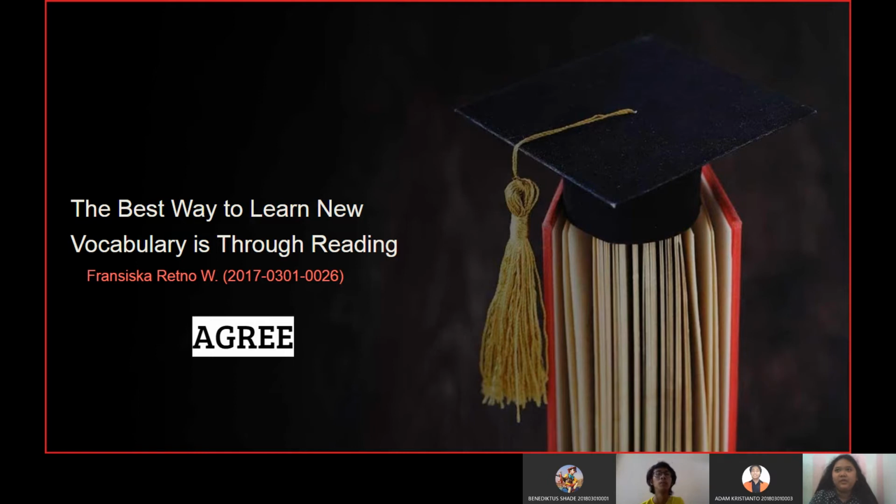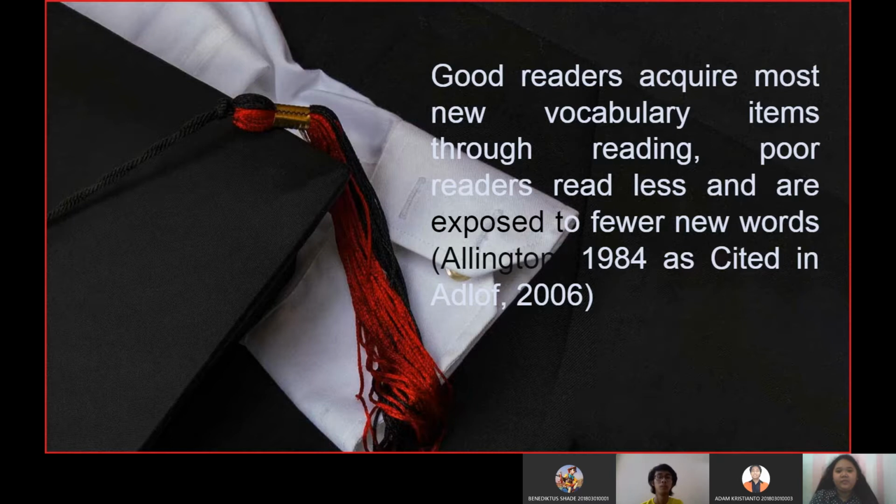It is my experience too, and also compared to my friend who really likes to read. Before that, I will give a statement: good readers acquire most new vocabulary items through reading. Meanwhile, poor readers read less and are exposed to fewer new words. It is cited in Outlaw 2006, but it is based on Allington 1984.